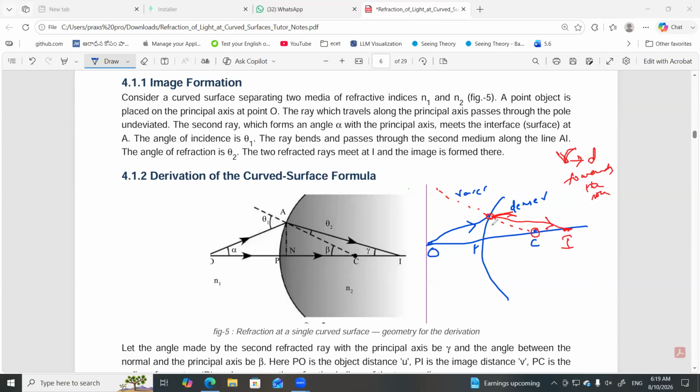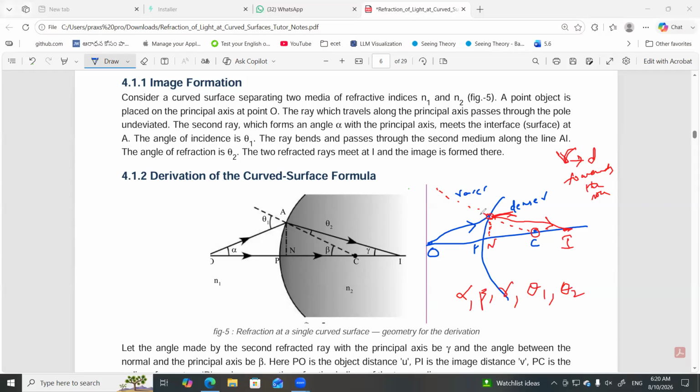Draw this one. And from the last point, you draw a perpendicular to the surface and write n. Now, your duty today is you need to identify three angles: alpha, beta, gamma, and the angle of incidence and theta 2.